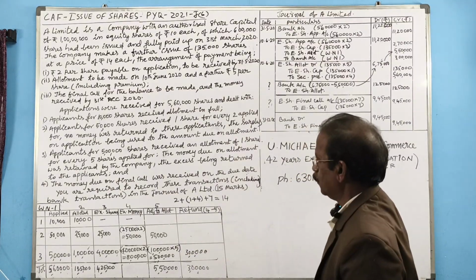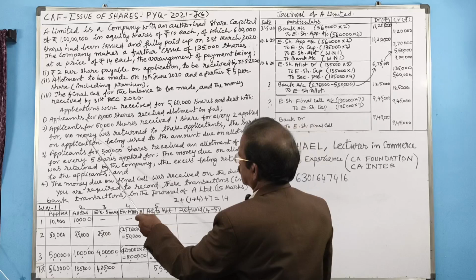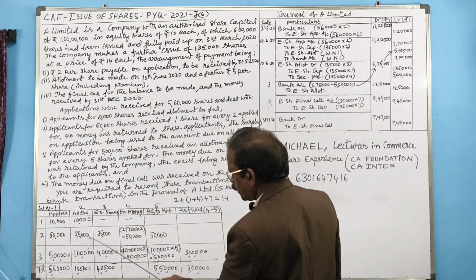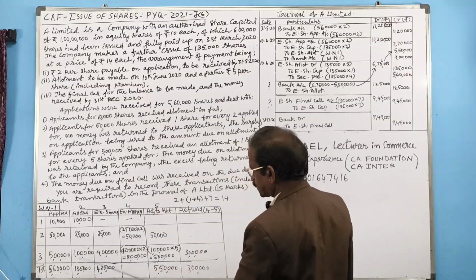Now, first you have to put this 50,000 in the applied column. Now you need to find out this number of shares. How?